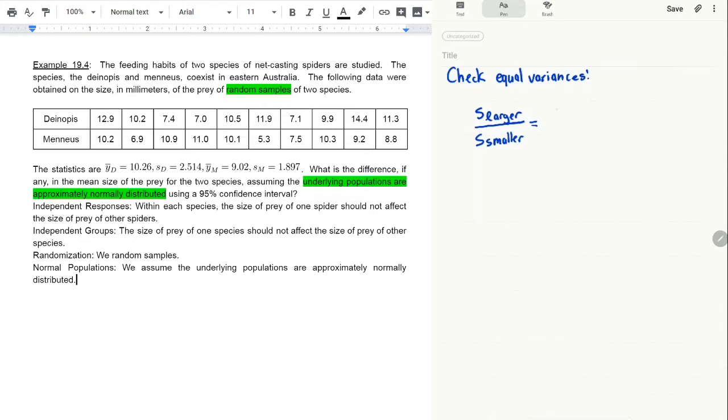Okay, so we have 2.514 and 1.897. If we take the ratio of these two standard deviations, we end up with 1.325. And because this ratio is smaller than 2, we can assume equal variances. And then we'll proceed with a pooled t-test.